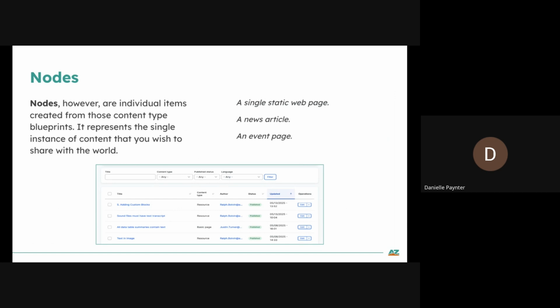Nodes is the other term that we use pretty often. And these are specific to the individual instance item that you make from the content types. These are the pages that you're showing. These are the data that you're displaying to your end users that they're seeing at your URL about, for instance.